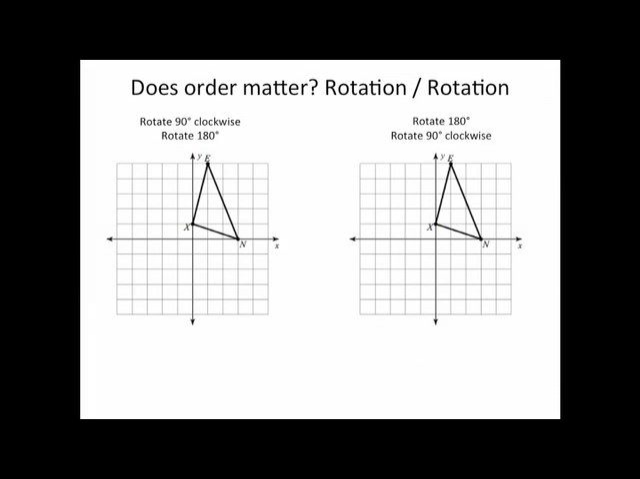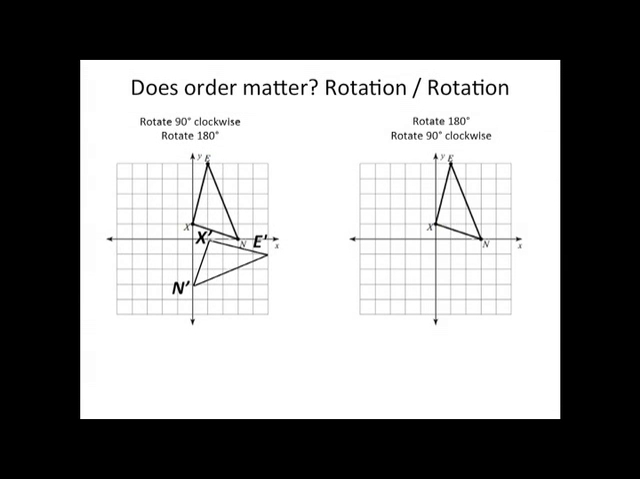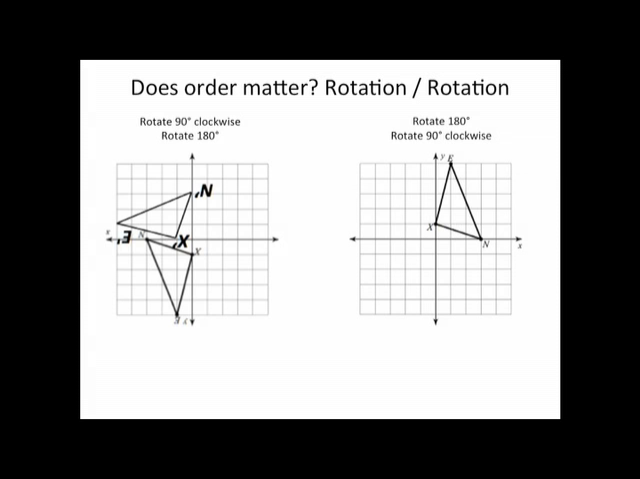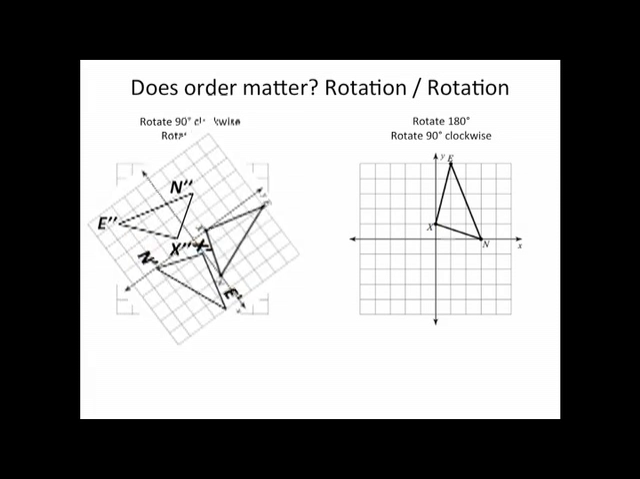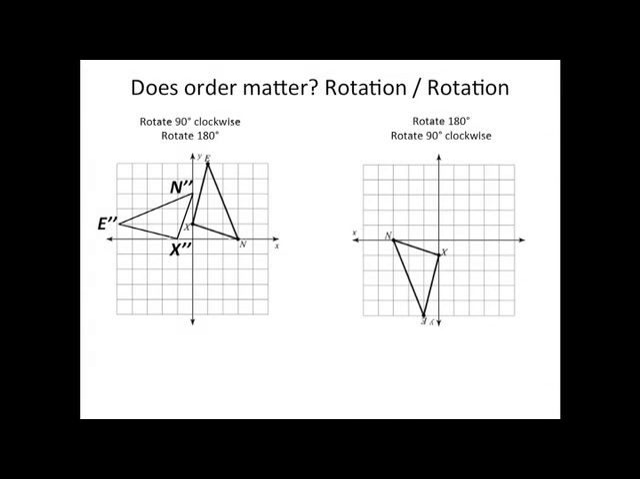In this example, we have 2 different rotations, a 90-degree clockwise and a 180-degree clockwise. We're going to do them in different orders and see if the answer changes. For this one, we will rotate 90 degrees clockwise, mark our points, draw a triangle, move it back. Now we're going to take that new triangle and rotate it 180 degrees, mark our points, draw our triangle, get rid of the intermediate step, and there we can see the result of a 90-degree clockwise rotation followed by a 180-degree rotation.